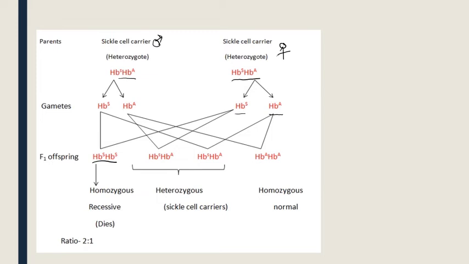These are carriers. They do develop some anemic symptoms. Some of the cells become sickle cell, but they do not die. They survive. And HbA HbA, homozygous, this child will be a normal child. So what is the ratio obtained? We are considering the death of this person as it is a lethal gene.